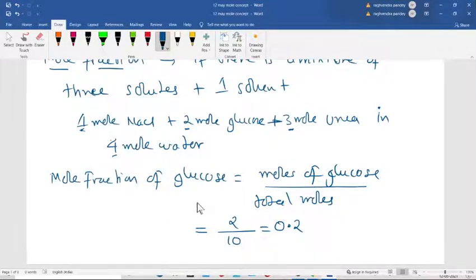Are you getting it? So we have added all the moles, that is your total moles, and these moles of glucose are divided by the total moles. So that is the mole fraction of glucose. So that is only the mole fraction.